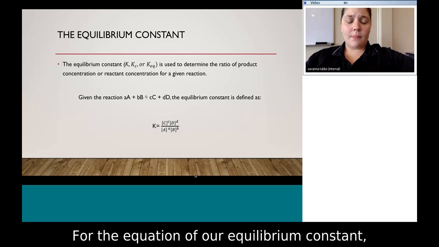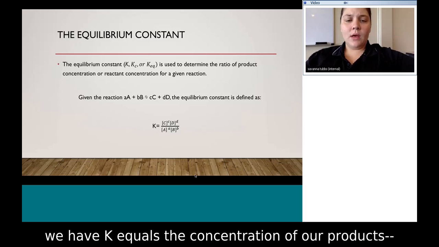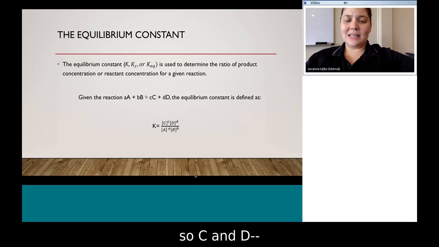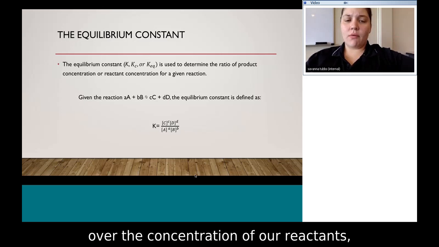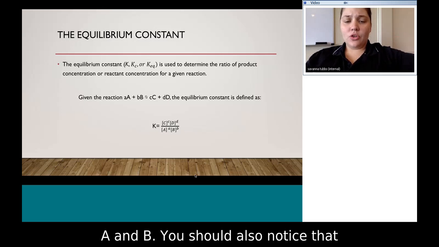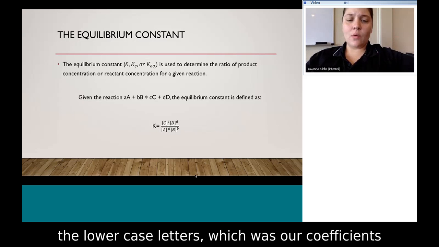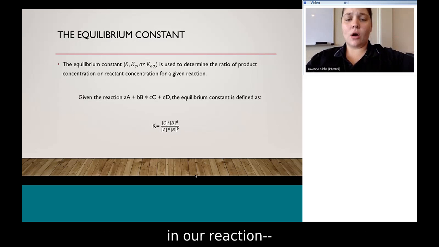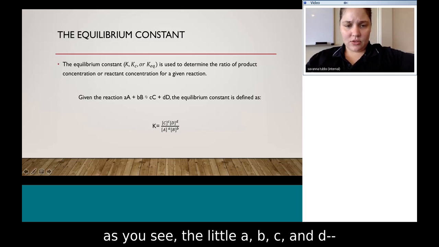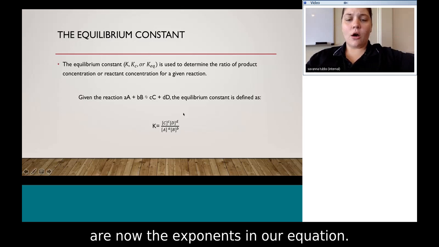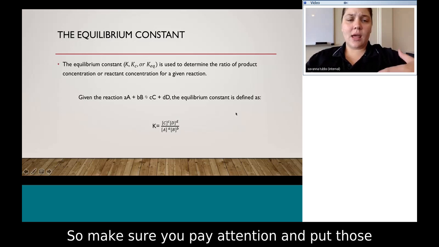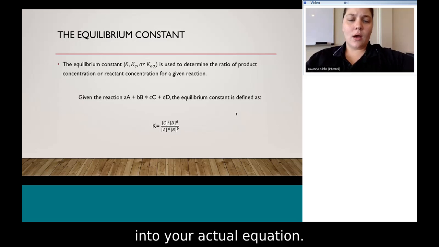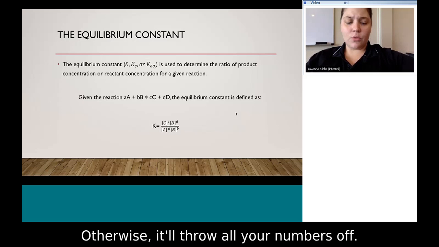For the equation of our equilibrium constant, we have K equals the concentration of our products, so C and D, over the concentration of our reactants, A and B. You should also notice that the lowercase letters, which were our coefficients in our reaction, the little a, b, c, and d, are now the exponents in our equation. So make sure you pay attention and put those into your actual equation, otherwise it'll throw all your numbers off.